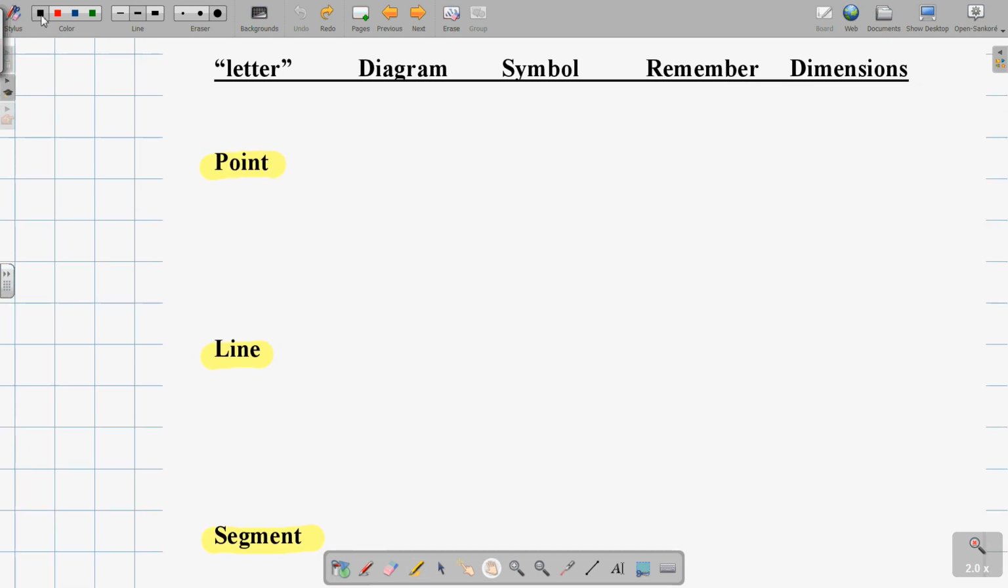Okay, a point. Guess what? It's just a point. It's not rocket science here. Ta-da! That's a point. Now, anytime you have a point, the symbol for a point is a capital letter. So when you see geometry diagrams, whether or not there's a dot, you see a capital letter, that capital letter is the symbol for a point.